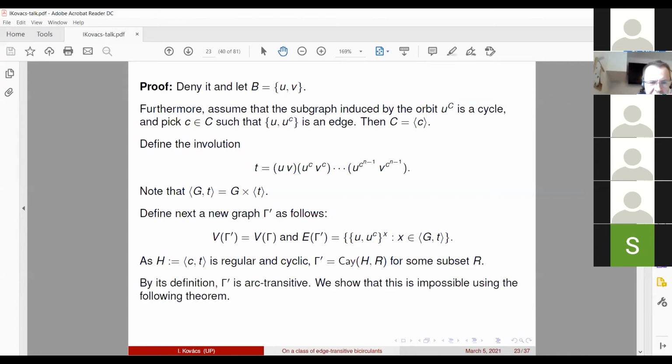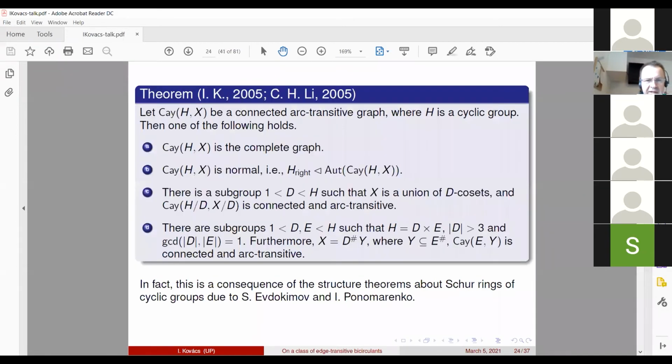By definition, this new Cayley graph is R-transitive because we defined its H set as an orbit, and any H-transitive circulant is necessarily R-transitive. So we get an R-transitive circulant, and we would like to show that this is impossible. This such gamma prime cannot be R-transitive. And here is the point where we need this result.